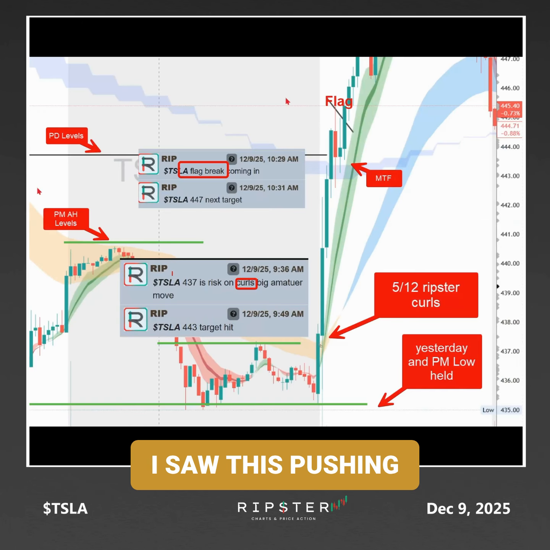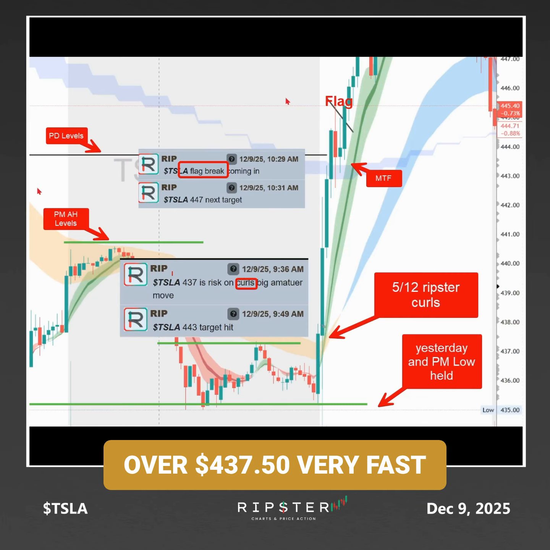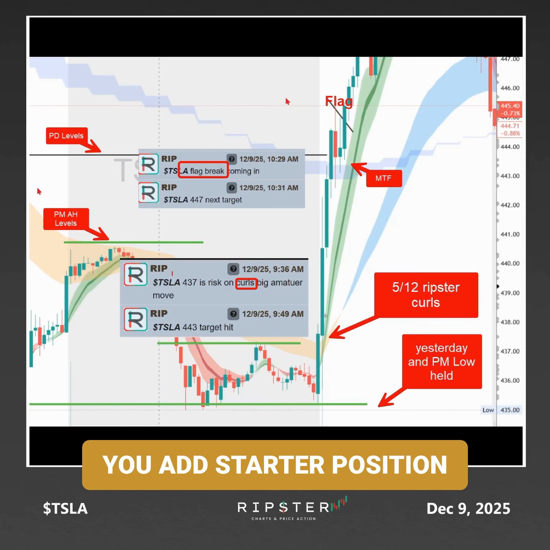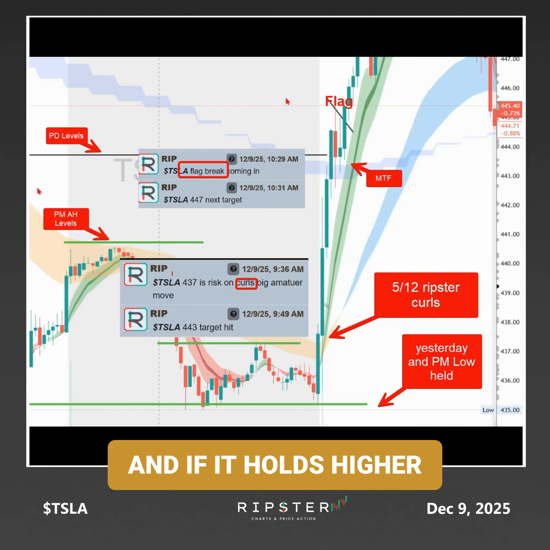So as soon as I saw this pushing, I told the traders take it long and use 437 as your risk. You see it pushed over 437.50 very fast. Traders tell me, hey Rip, it went very fast. But you have to read those candles. The candle pulls back, take it right here. You know that your initial risk is the pre-market or yesterday's lows. You know it's curling. You add a starter position, and if you add a little higher, if you add at 439, your risk is 437, $2 risk, and you hold that position. And if it holds higher, you average up and then you move your stops up.